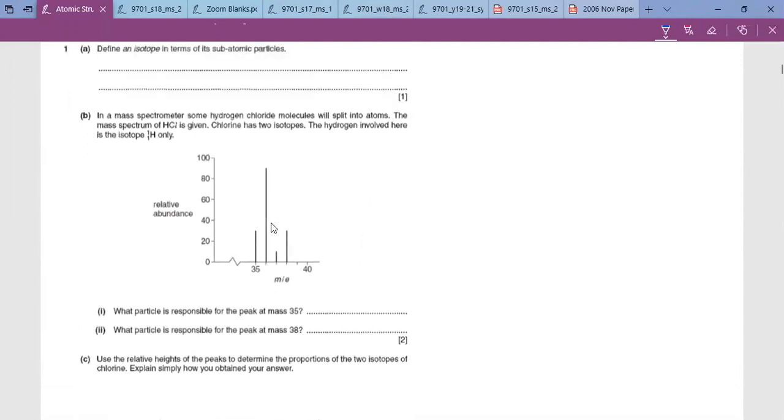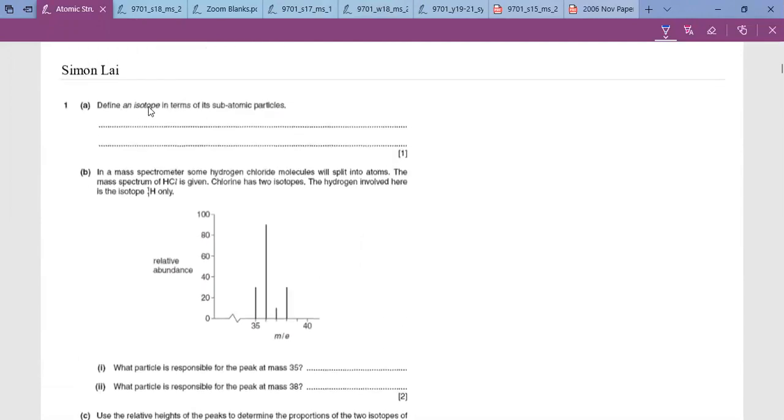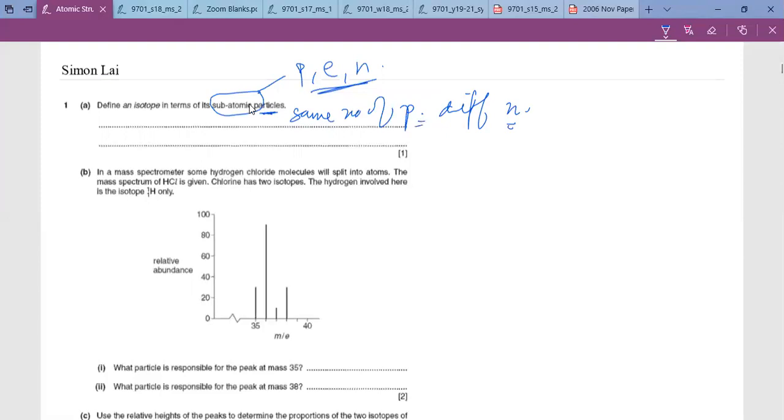Now here is a bit different. Define the isotope in terms of subatomic particles. That means inside the atom, you cannot use mass number; you must use protons, because what are the particles? Particles are the smallest things: protons, electrons, and neutrons. You must use these. So you can say the same number of what? Protons. Different number of what? Neutrons. You must use this for 1 mark.